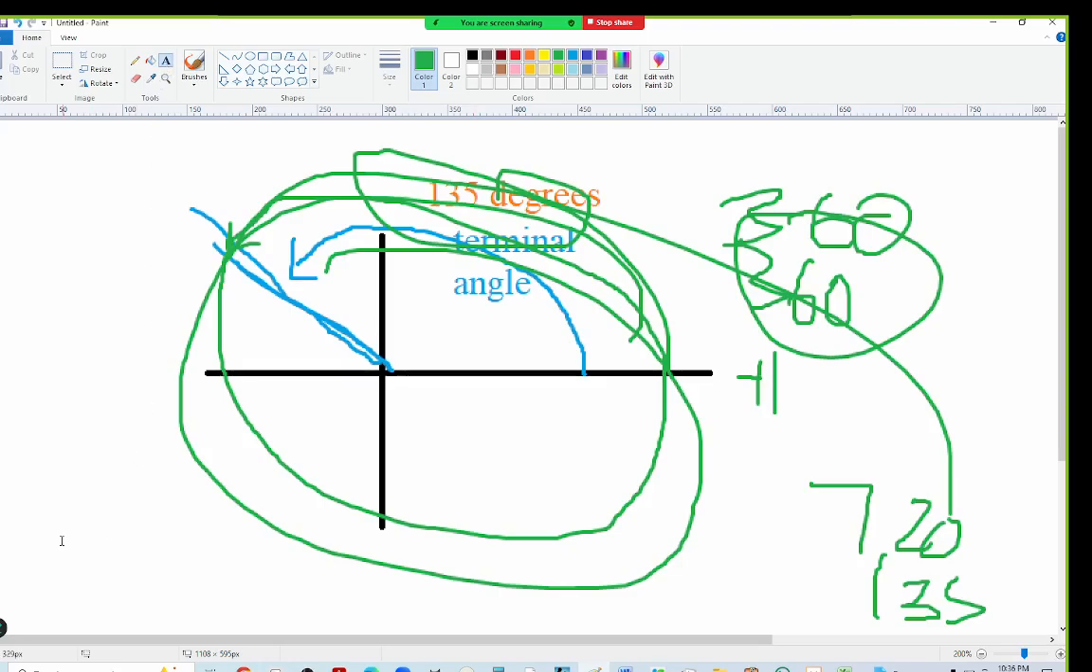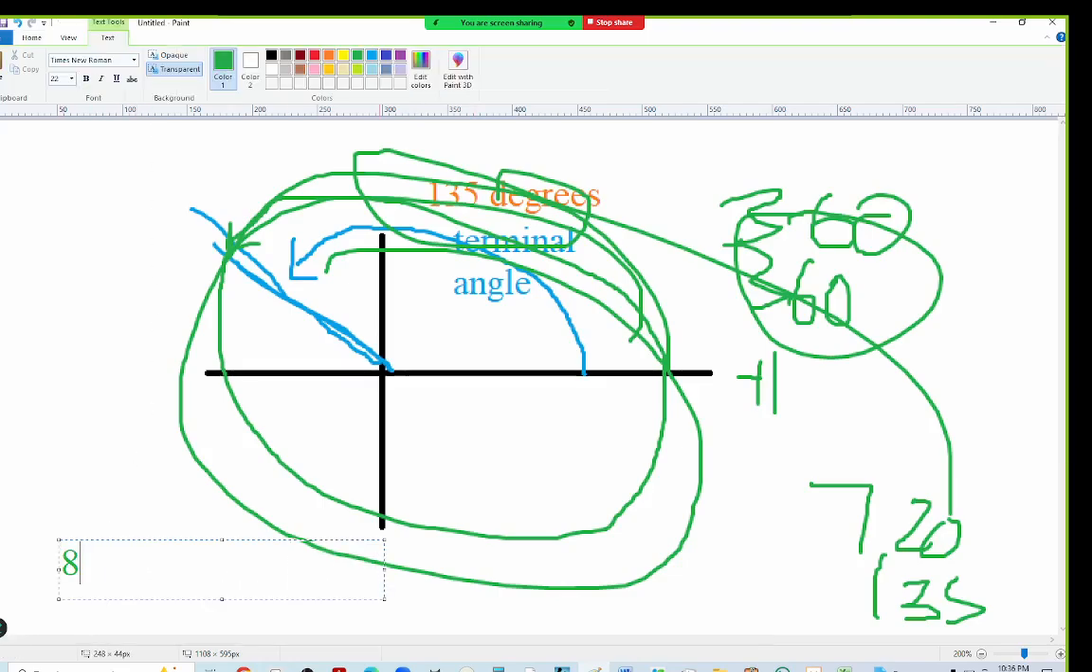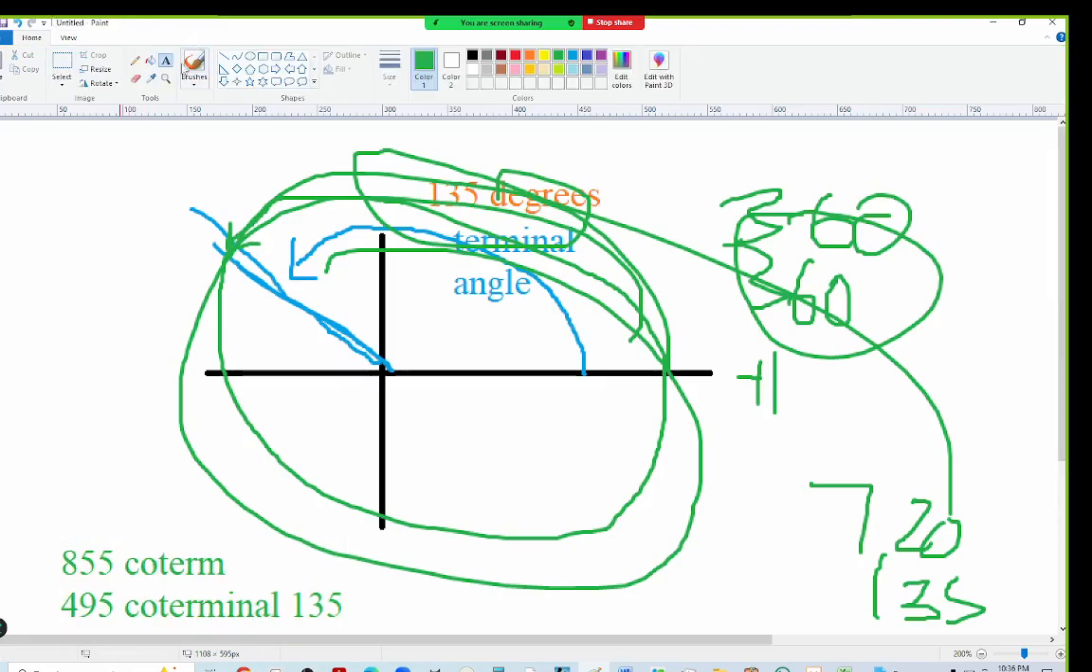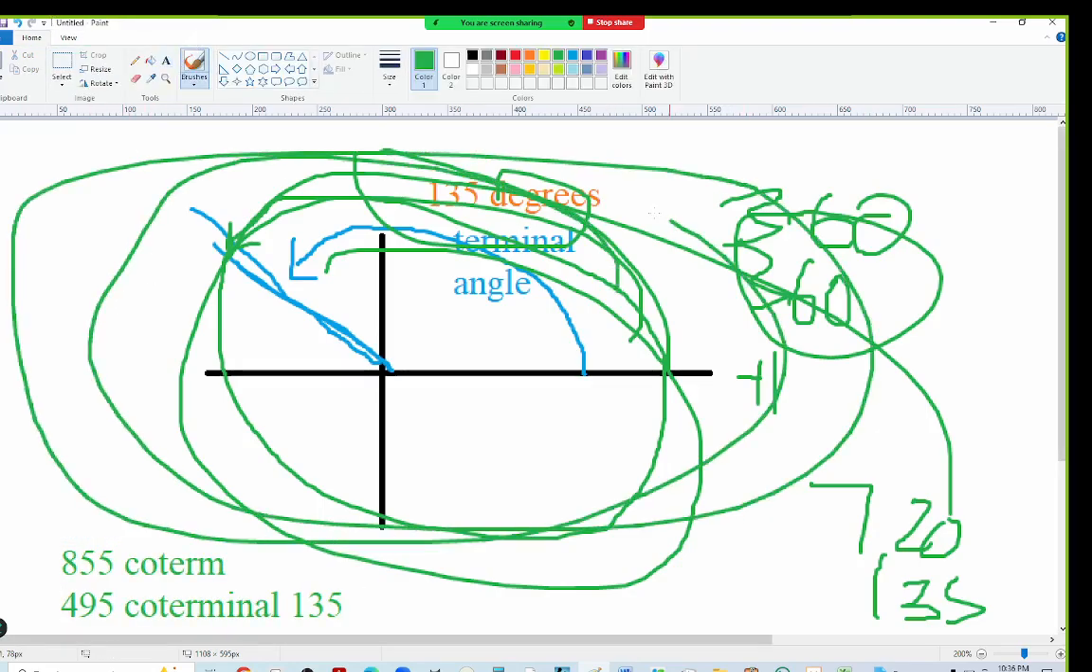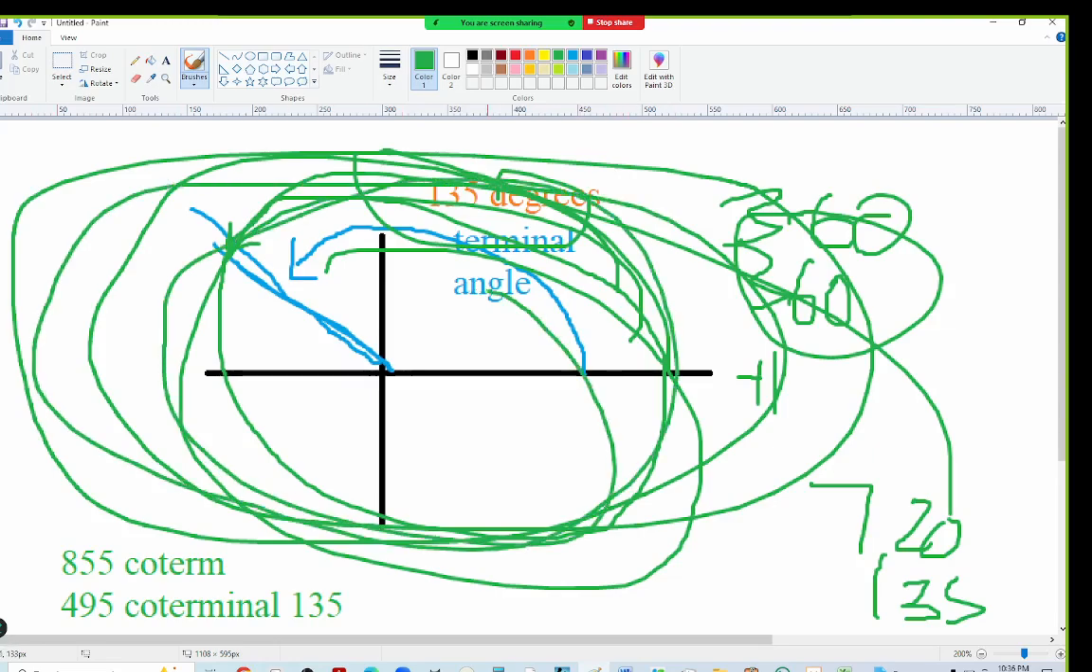So 855 is coterminal to 495, is coterminal to my original 135. They all end up in the same spot. So they would all use the same special triangles. They would all have the same sine value, the same cosine and tangent. They're all essentially the same angle. But the secret is just to recognize that you can keep going. They just want you to understand that you can keep going. There's more than just one circle.